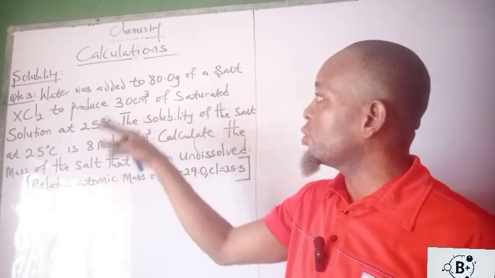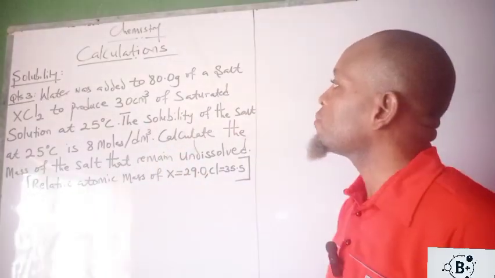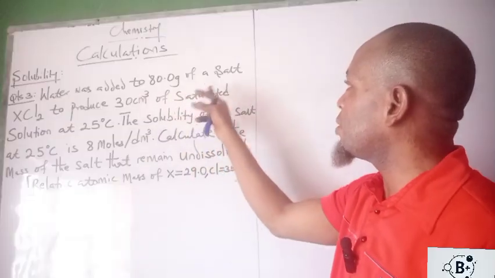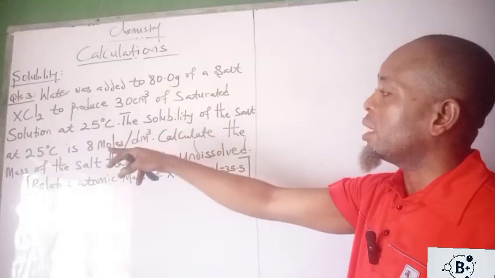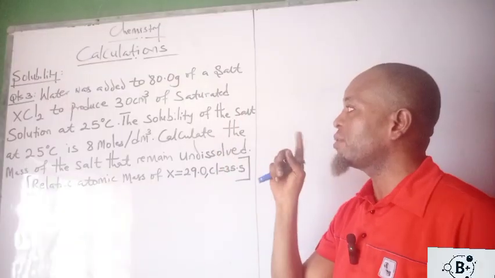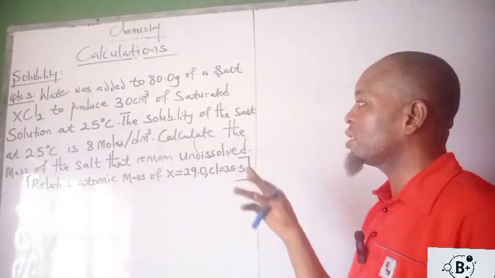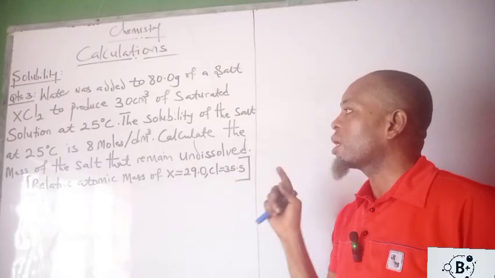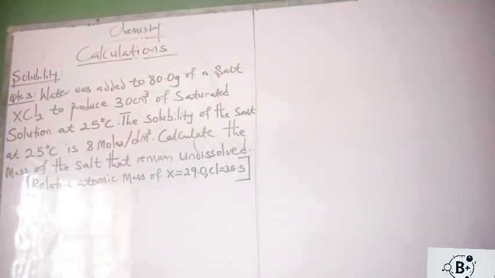So now we continue with question 3 under solubility. So you have a question like this. Water was added to 80 grams of a salt, and the salt is SCl2, to produce 30 cm³ of saturated solution at 25 degrees Celsius. The solubility of the salt at 25 degrees Celsius is 8 moles per dm³. Calculate the mass of the salt that remains undissolved. So this is the question.